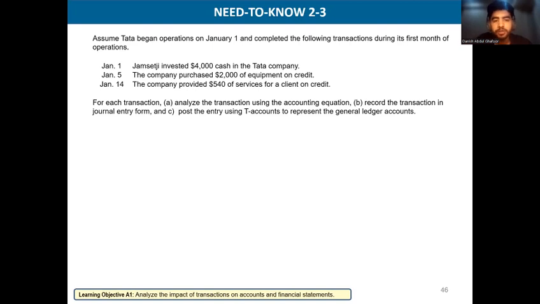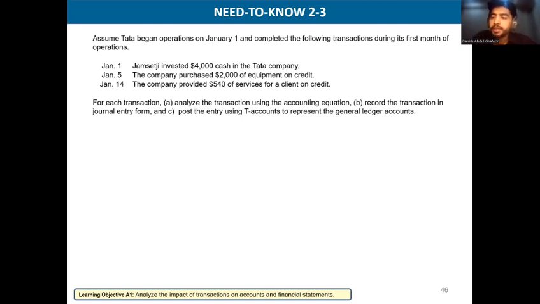The company purchased $2,000 of equipment on credit. Okay. Now purchase the equipment. Equipment is an asset. Asset increases by $2,000 and we have bought it on credit. Okay. We have to pay for this in future. So it's accounts payable. We have a liability to pay this $2,000 in future. So liability increases on credit, asset increases on debit. Equation balanced. Okay. The company provided $5,400 services for a client on credit.